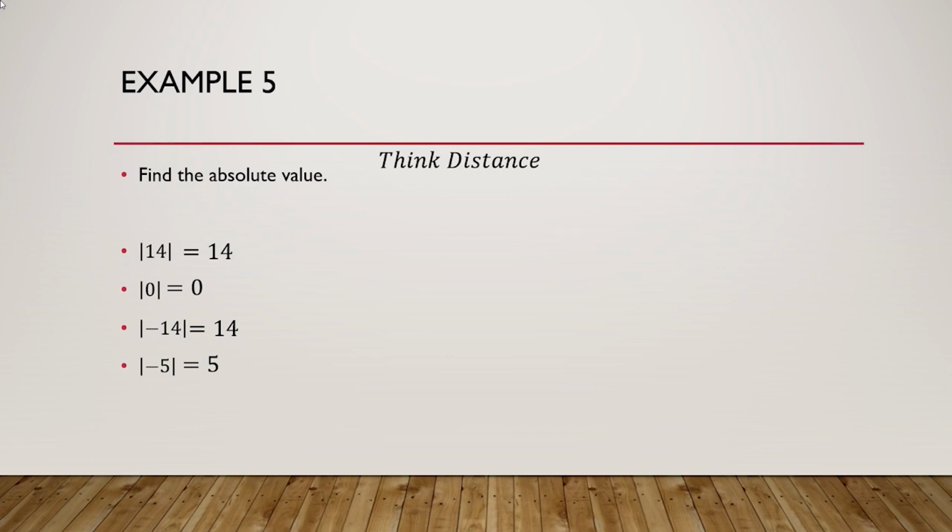Now, you can think about this as like, okay, if there's a number in there, I'm just going to make it positive. And you can do that. So, whatever number is in the absolute value bars, it's going to make it positive.